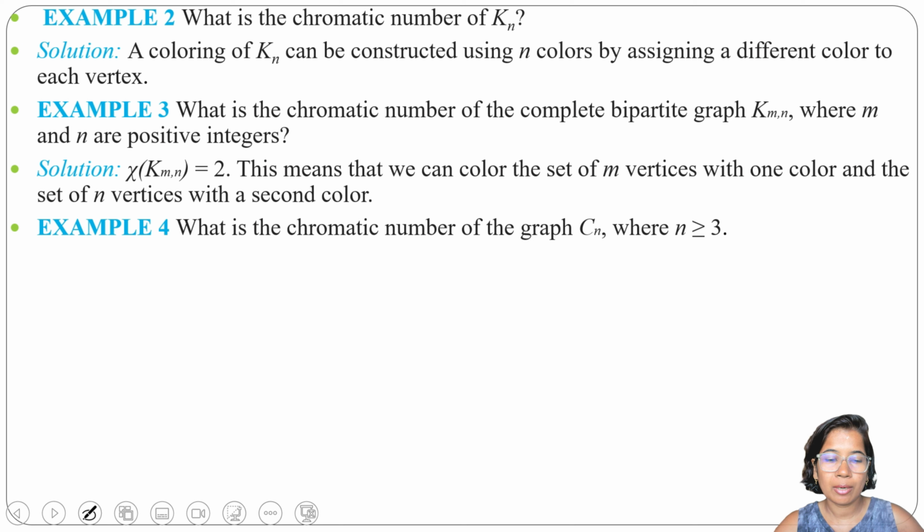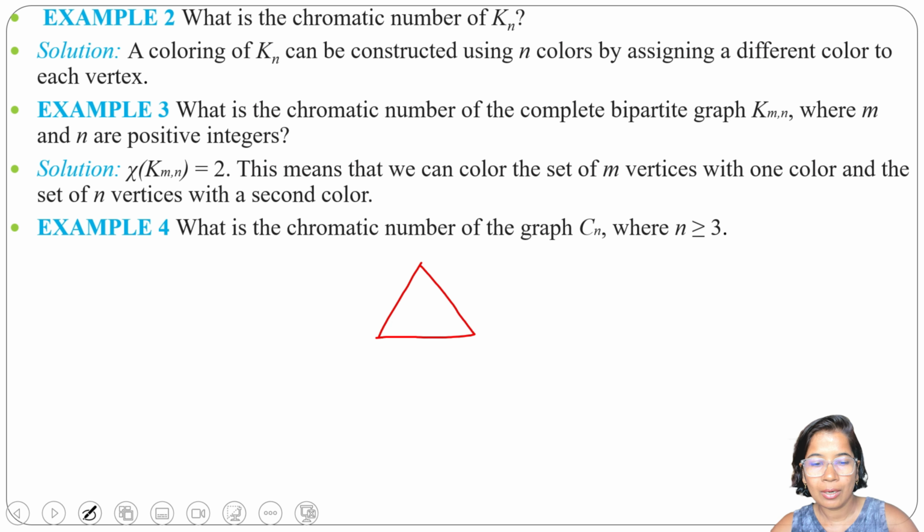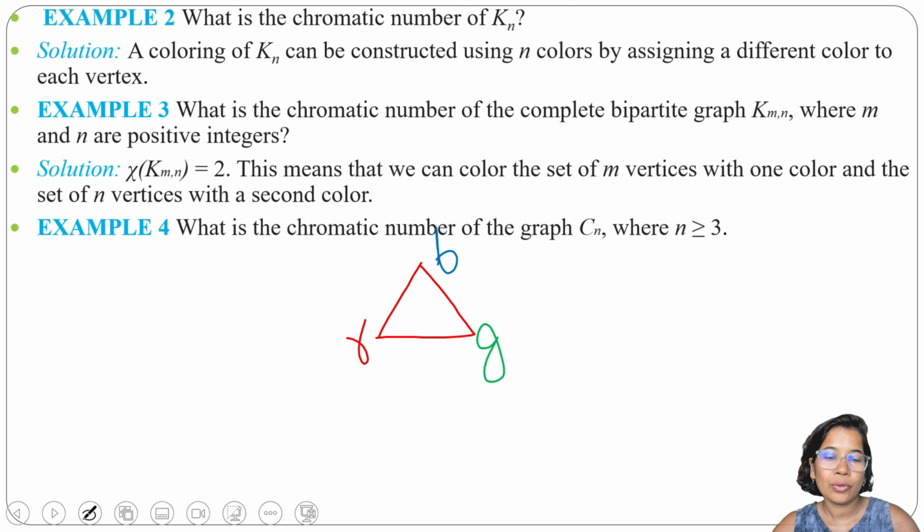What is the chromatic number of a graph Cn where n is greater than or equal to 3? Cn means cycle graph. Suppose we have a cycle of length 3. Now one vertex can be red, green, blue. So here we have 3 vertices and we need 3 colors.